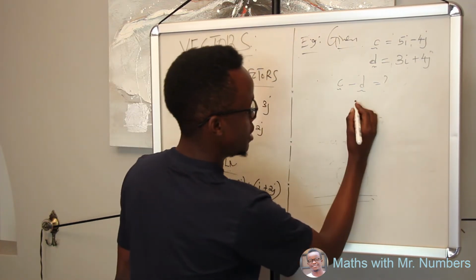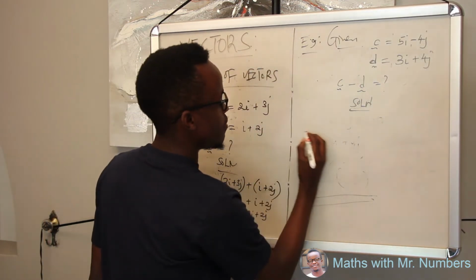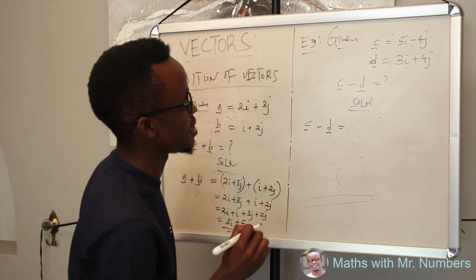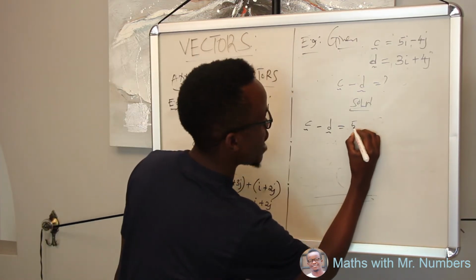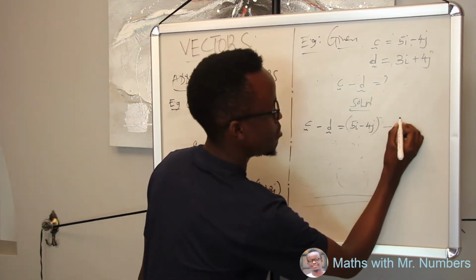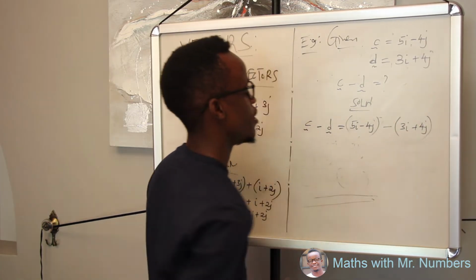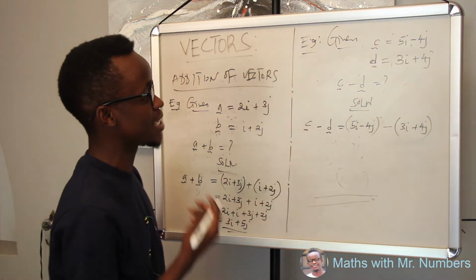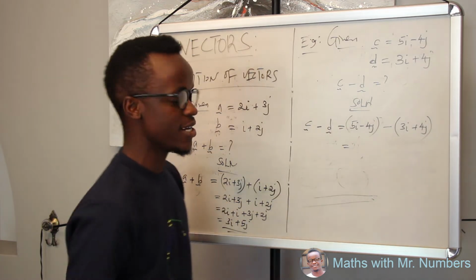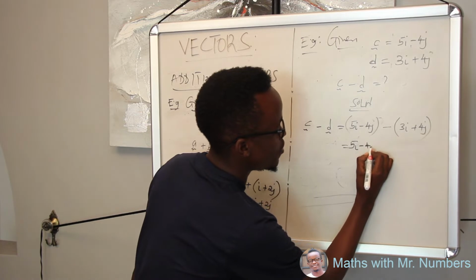Therefore, to get the value of vector C minus vector D, we are going to substitute the values of vector C and vector D with brackets. Therefore, we put 5i minus 4j in brackets, then we subtract the brackets, 3i plus 4j. After that, we have to open the bracket by the number outside the brackets. In vector C, the number outside the bracket is positive 1. Therefore, we'll have 5i, and here we'll have minus 4j.